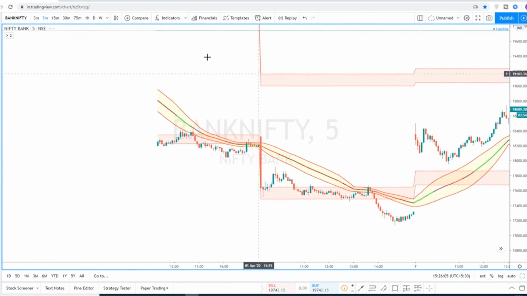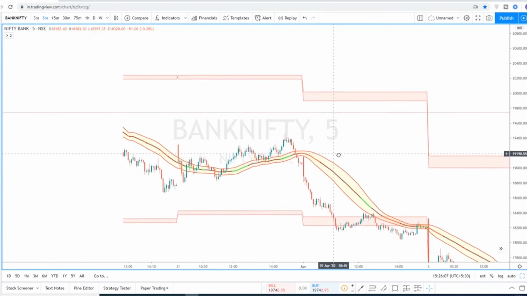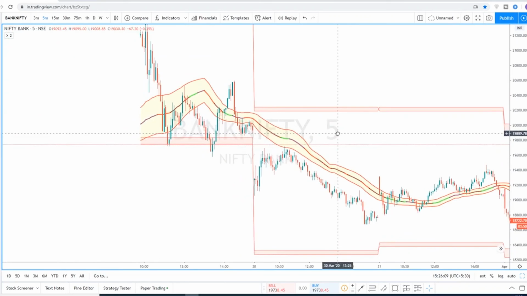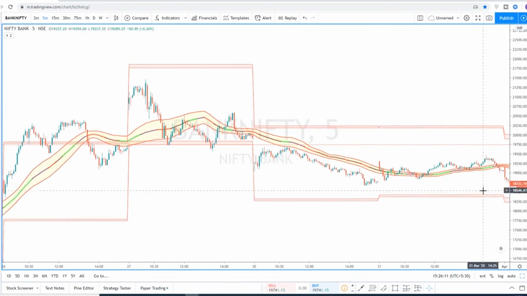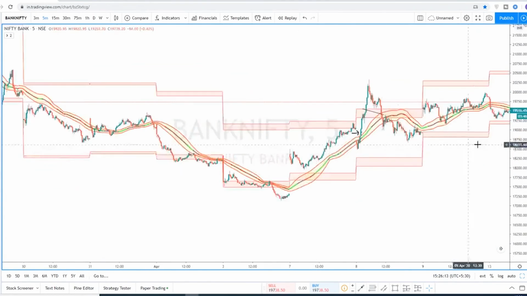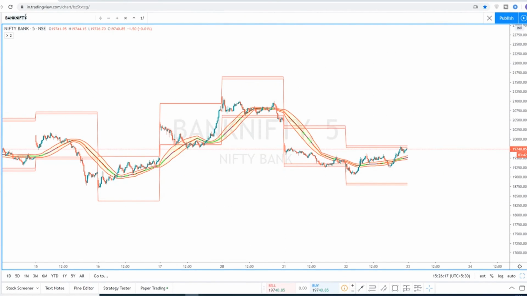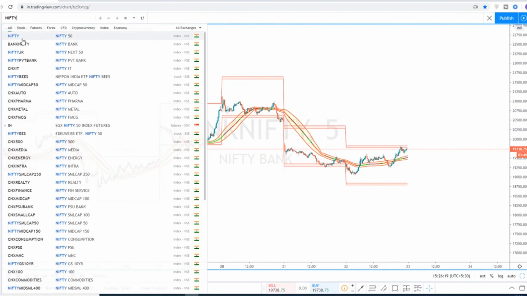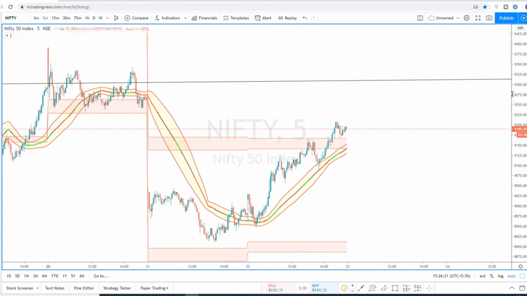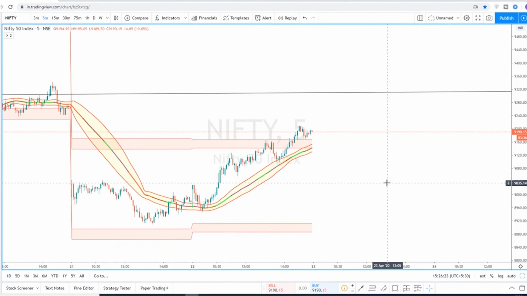As you can see here, it just behaves really well, and you can make good money out of the zones and the bands for Bank Nifty and Nifty. So that would be all, and you can apply the same for Nifty as well. There is no major difference in strategy for Nifty and Bank Nifty.